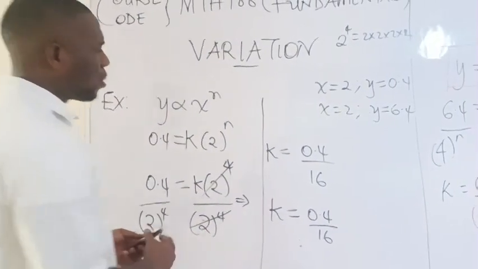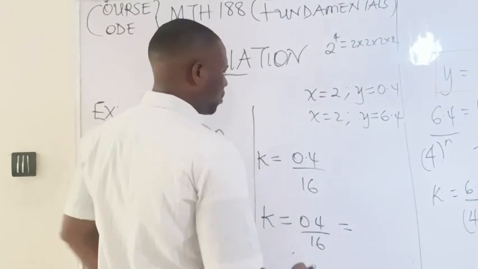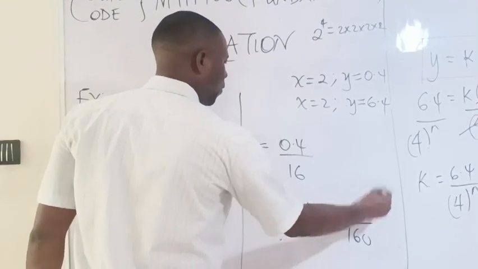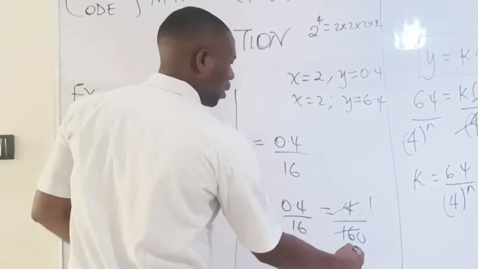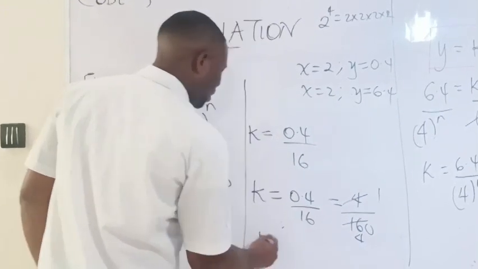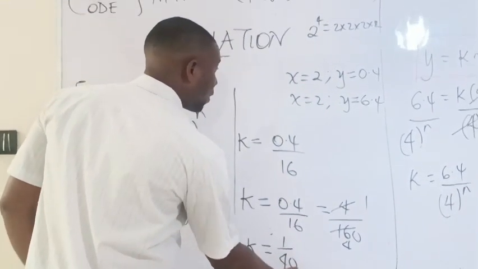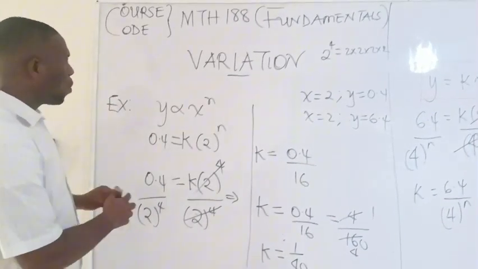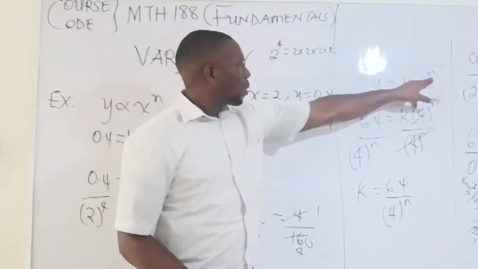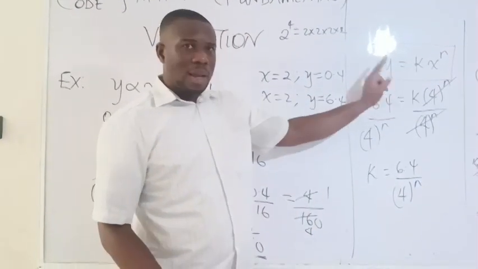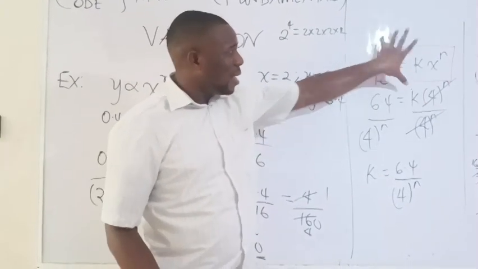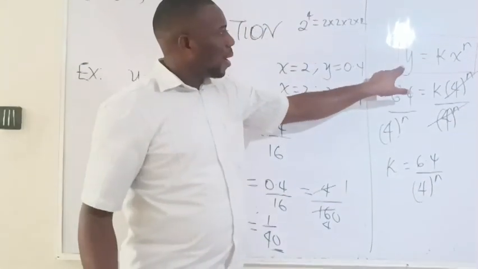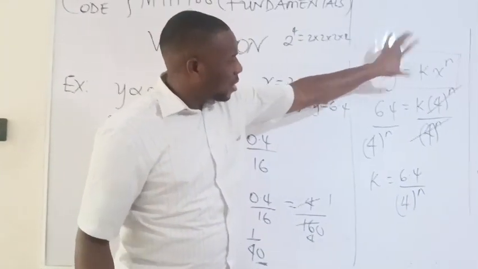All right, so I could still divide this further. This is the same as saying 4 over 160. 4 in 4 is 1, 4 in 16 is 4. So I'm left with the fact that k is equal to 1 over 40. Since I know n, and I found k, which is 1 over 40, I could replace the values of n and k. And that defines the formula that relates x to y.